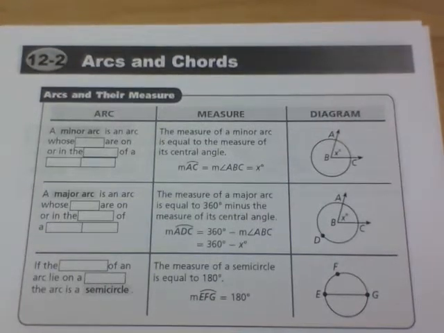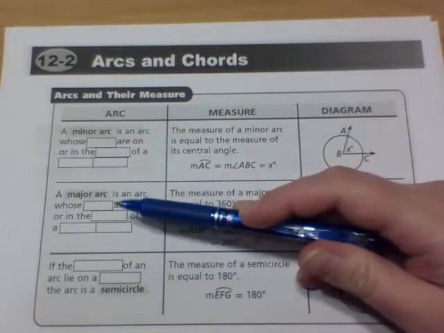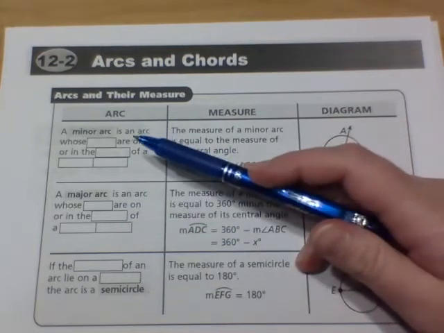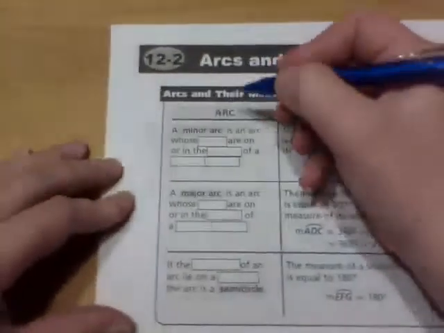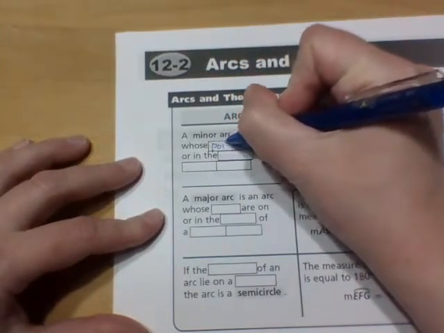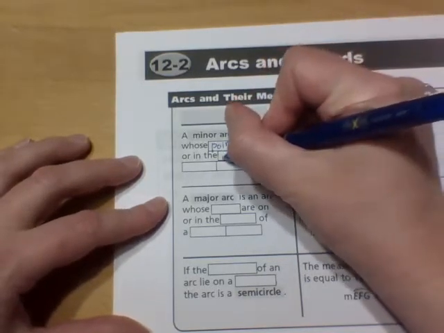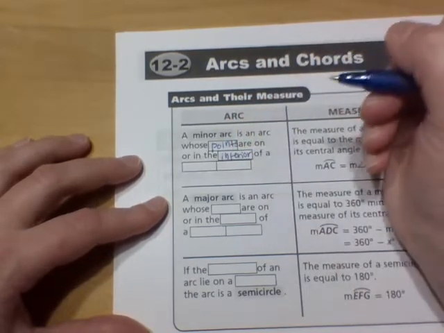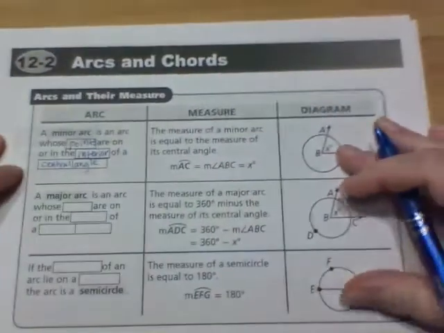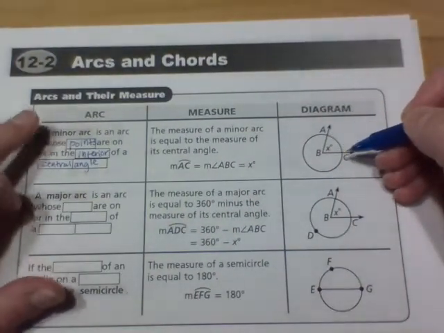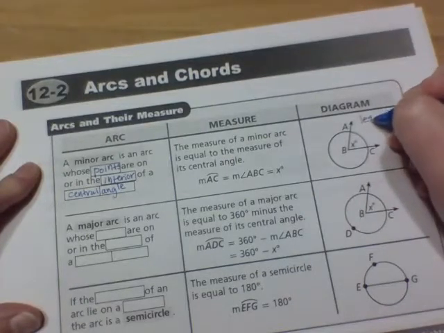Alrighty, so when we talk about arcs and their measure, we have something called a minor arc, and we then have a major arc, and then a semicircle. So we'll kind of talk about what each of those are. But a minor arc, if you could believe it, has points that are on the interior of a central angle. So whose points are on or in the interior of a central angle. So here's our minor arc, AC. What happens is a minor arc is less than half of the circle. So I'll write that over here.